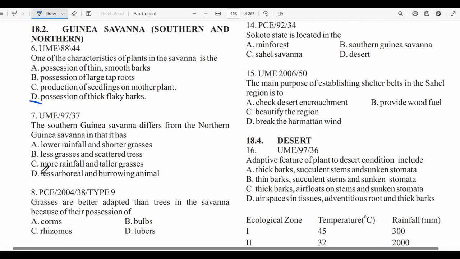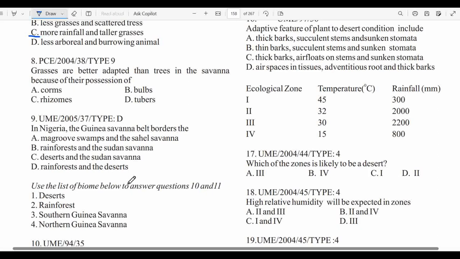Question seven. The southern Guinea savanna differs from the northern Guinea savanna in that the southern Guinea savanna has more rainfall and tall trees compared to the northern Guinea savanna. So the right answer is C.